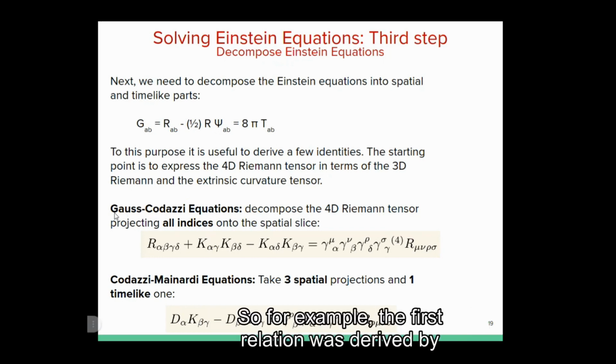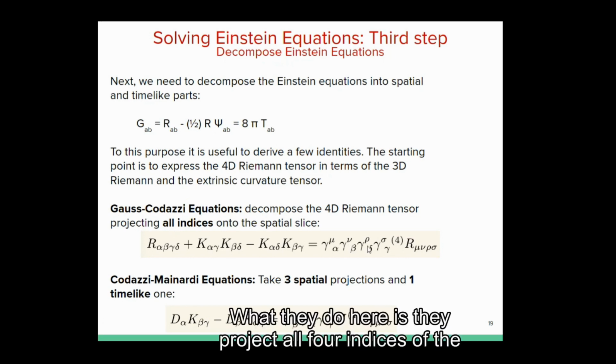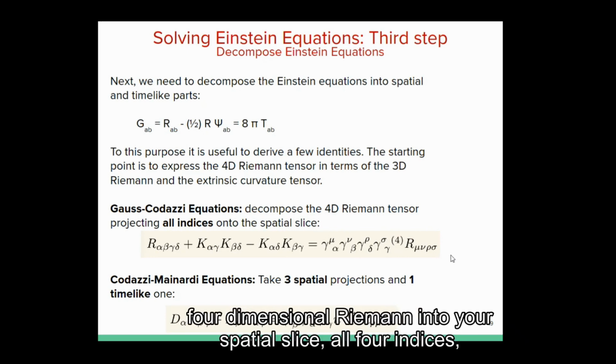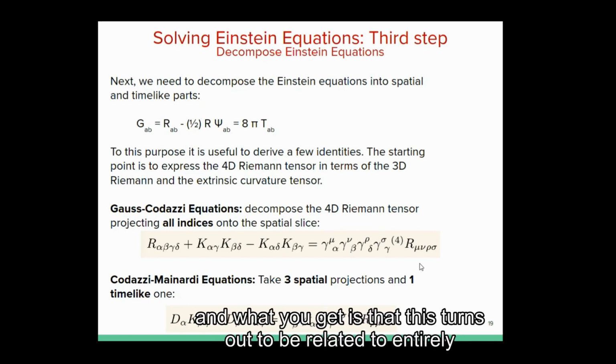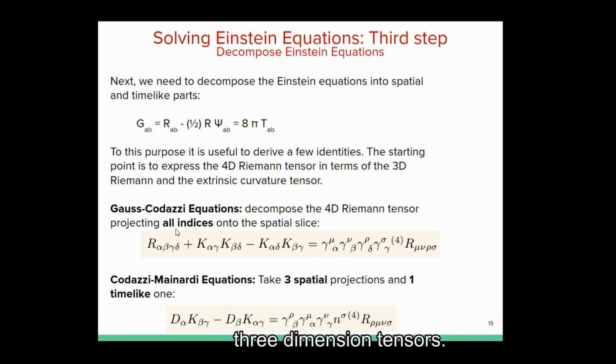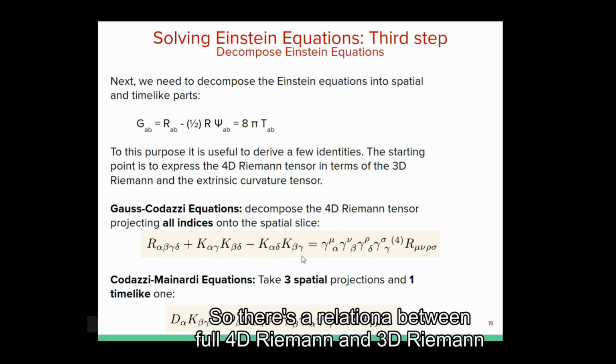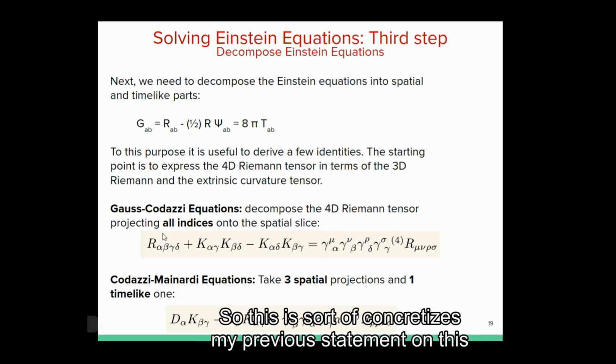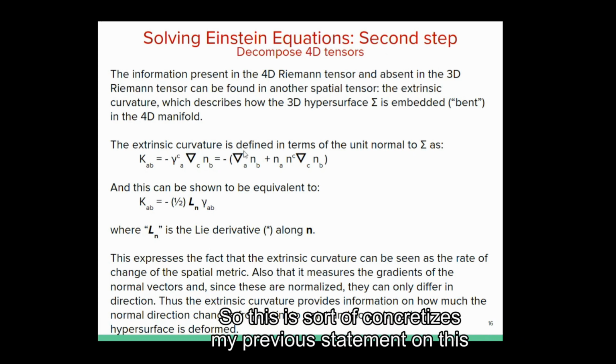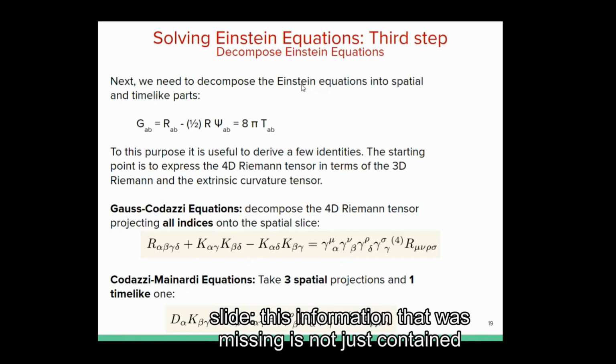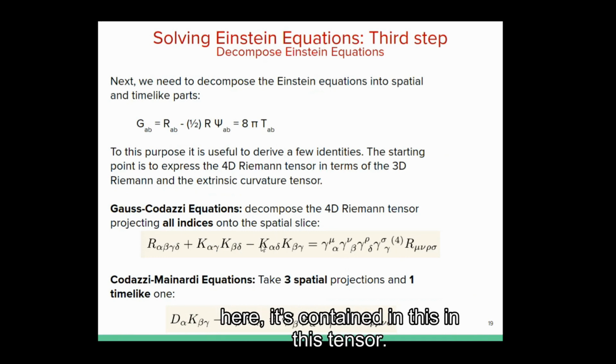So, for example, the first relation was derived by Gauss-Codazzi, and what they do here is they project all 4 indices of the 4-dimensional Riemann into your spatial slice, all 4 indices. And what you get is that this turns out to be related to entirely 3-dimensional tensors. So there's a relation between the full 4D Riemann and the 3D Riemann and extrinsic curvature. This sort of concretizes my previous statement in this slide: this information that was missing is not just contained here, it's contained in this tensor.